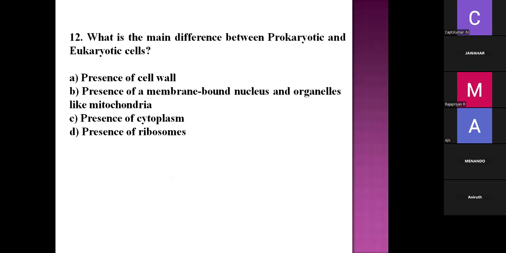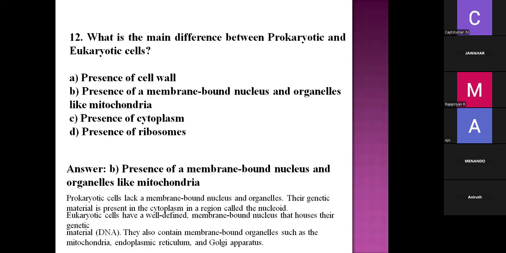The next question, what is the main difference between prokaryotic and eukaryotic cells? A. Presence of cell wall. B. Presence of membrane-bound nucleus and organelles like mitochondria. Option C. Presence of cytoplasm. Option D. Presence of ribosomes. Answer is option B. Presence of membrane-bound nucleus and organelles like mitochondria.